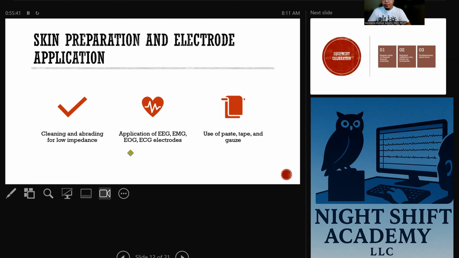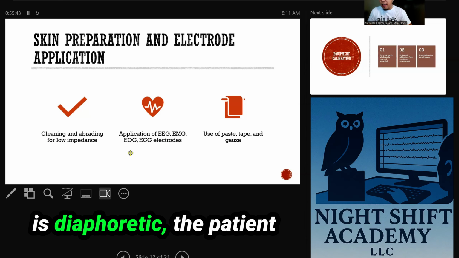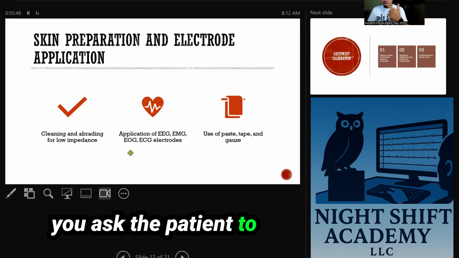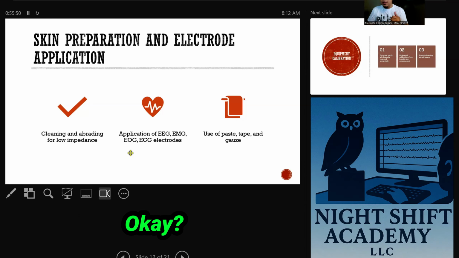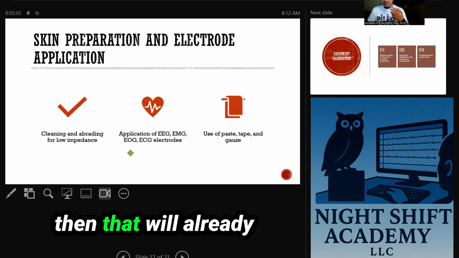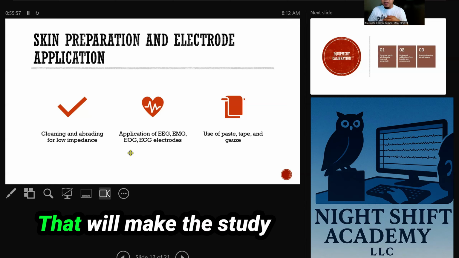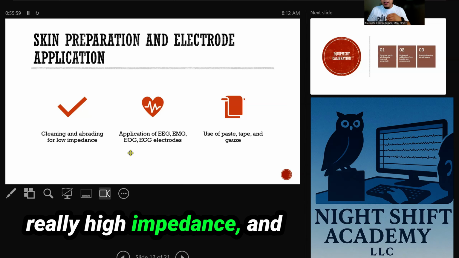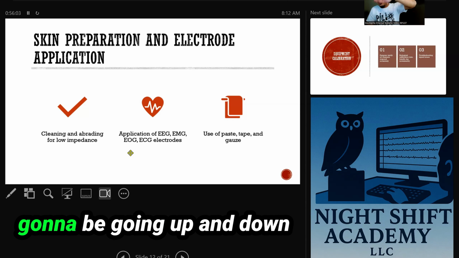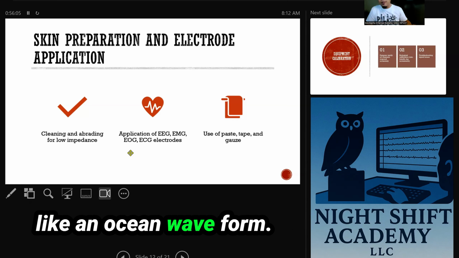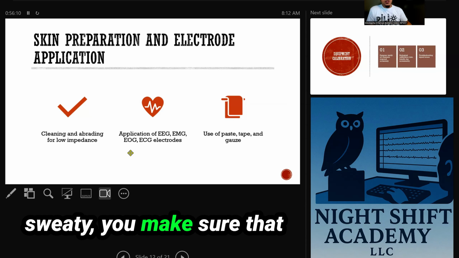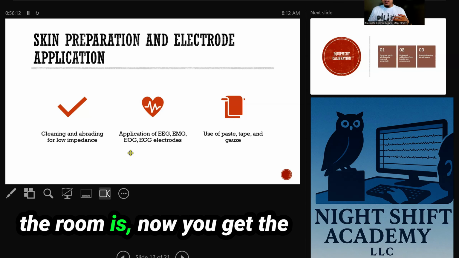Okay? Make sure that if the patient is diaphoretic, the patient is sweaty, then wipe that. You ask the patient to maybe wash their face first. Okay? Because that sweat alone, if you don't take it off, will already add to the impedance, which will make the study really high impedance, and it will be a bad recording. You can even have sweat artifact where your signal is going to be going up and down like an ocean waveform.